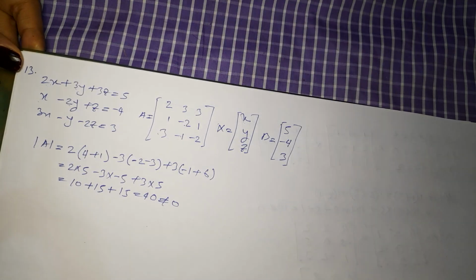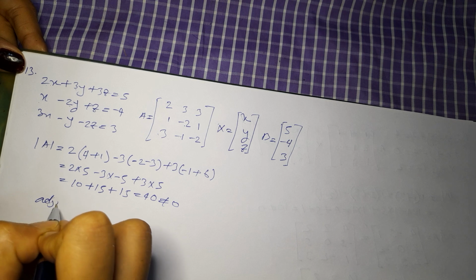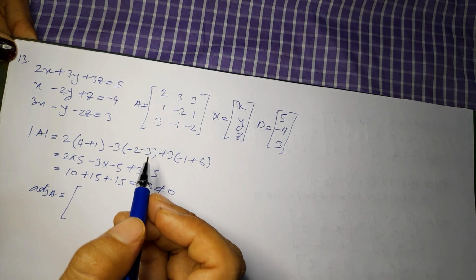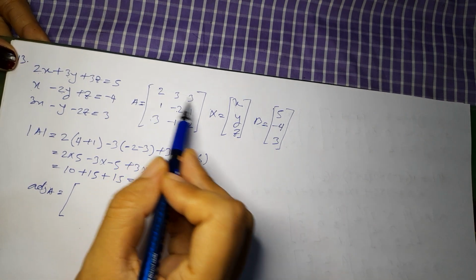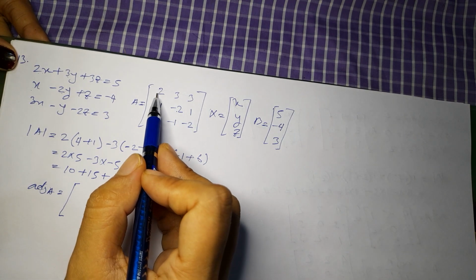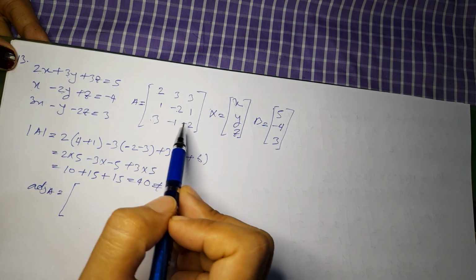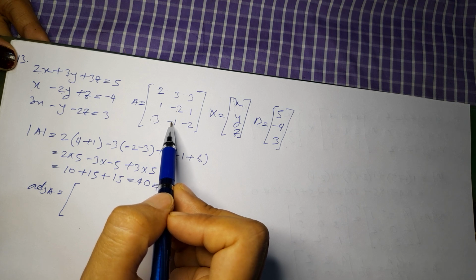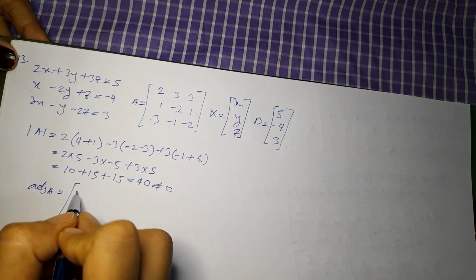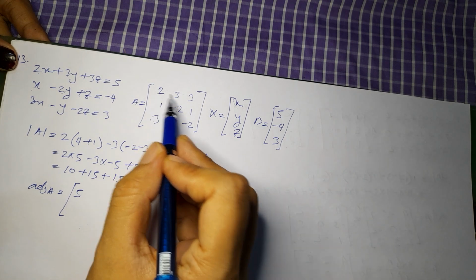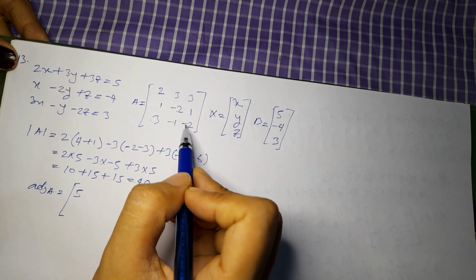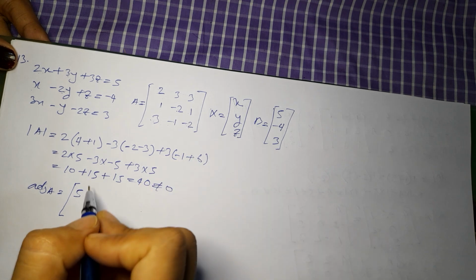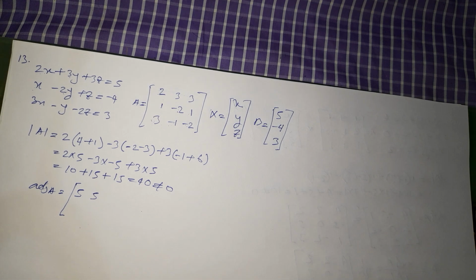Now we have to find the adjoint of A. For finding the adjoint of A, we need A11, A12, A13. For A11, we keep the position, eliminate this row and column, and the sign is positive. Minus becomes plus, so it will be 4 plus 1, that is 5. Come to the second position, sign is negative, eliminate this row and column. This will give minus 2 and minus 3, that is minus 5, and minus becomes plus, so this is plus 5.